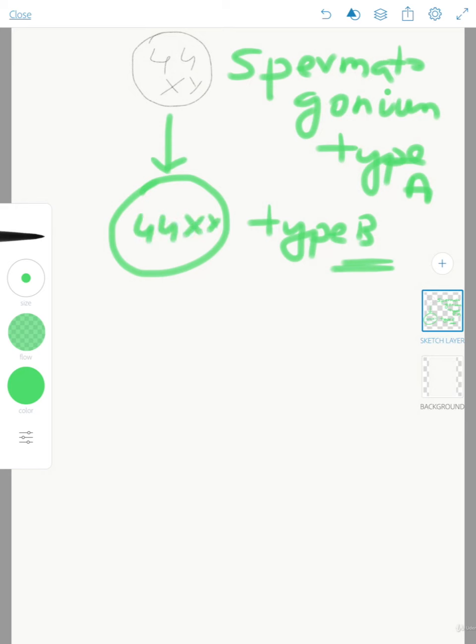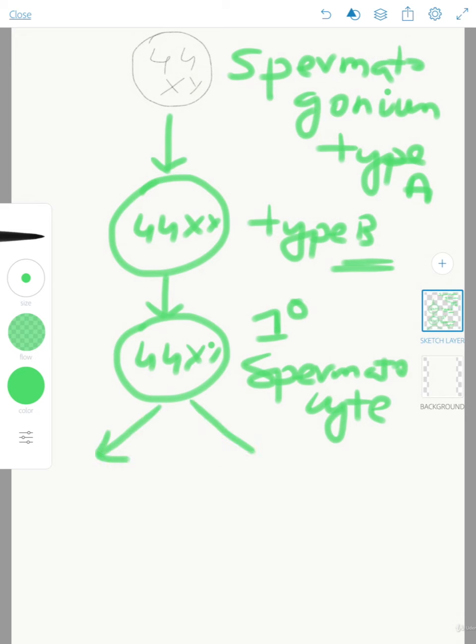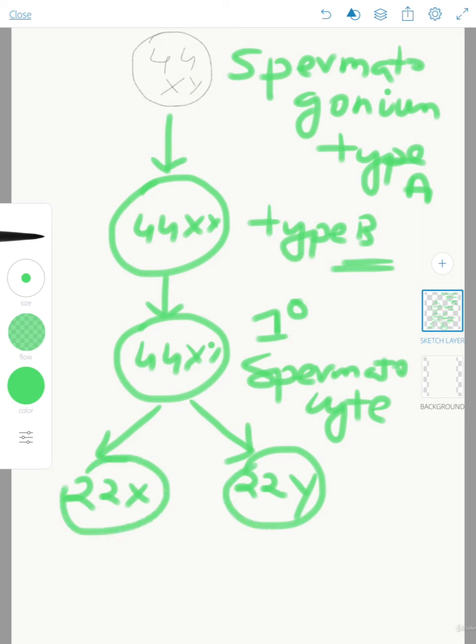Okay, now from this spermatogonium again it grows to form the primary spermatocyte. Okay, this is again 44XY. Now the first meiotic division happens to form 22X and 22Y. These are the secondary spermatocytes.